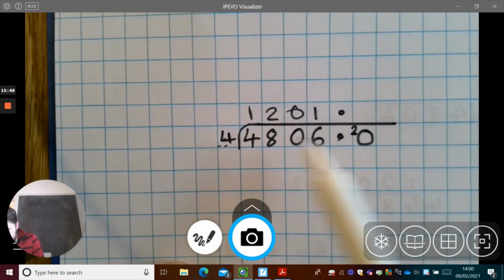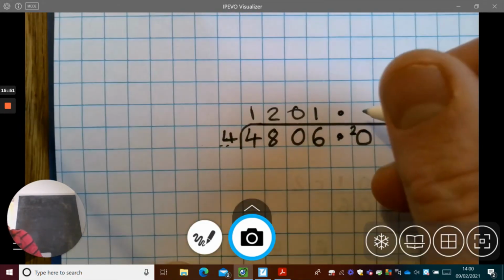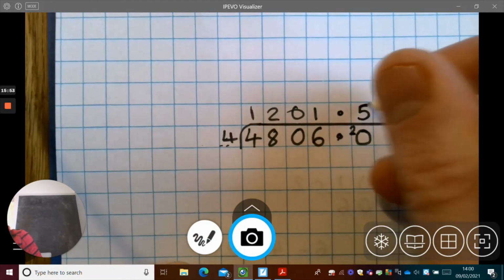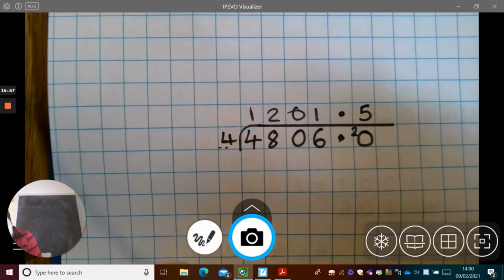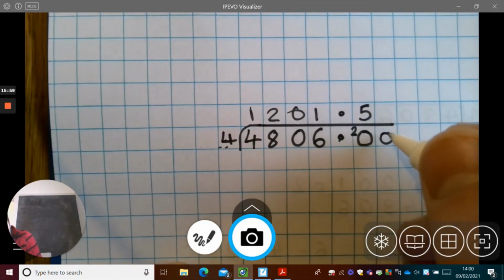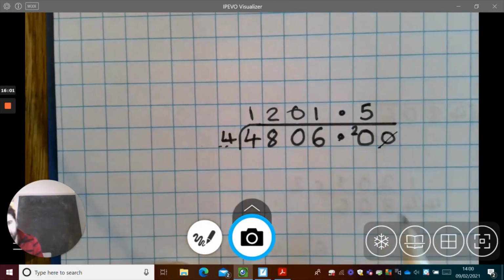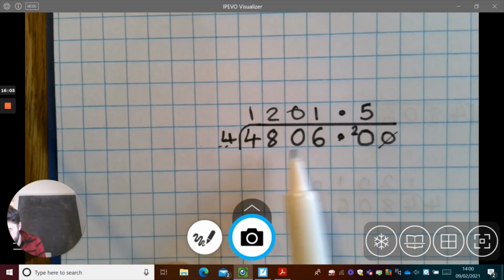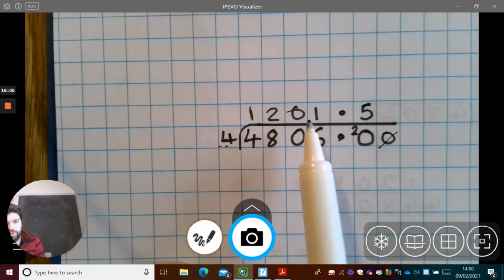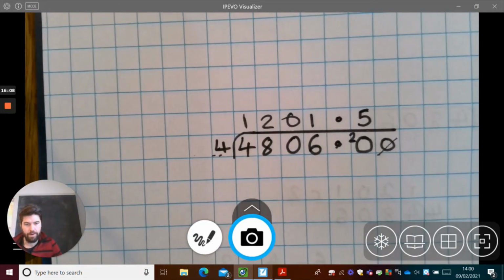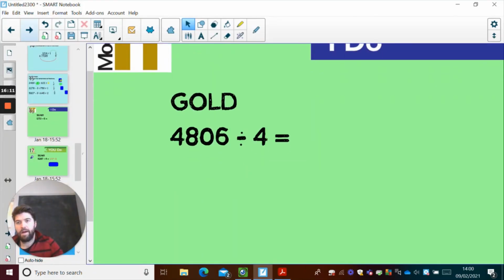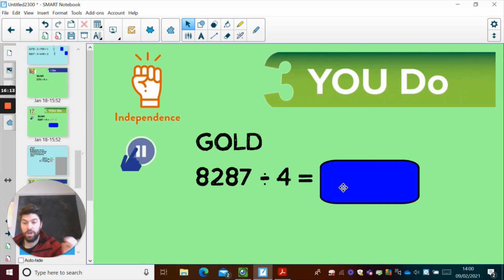Now 4s into 20, that's 5. Nothing else to divide up, no more remainders. If I did have more remainders, I'd include another 0 and bring it in there, but I don't have it, so I don't need to worry about it. I've got my answer. 4806 divided by 4 is 1201.5. There's my answer. Right, time for you to have a go there. I'll tell you that for yours, you're going to need 2 zeros after the decimal point for your answer. Pause the video and have a go.